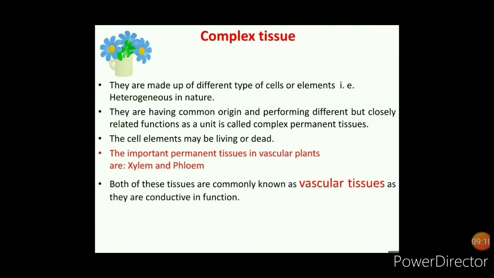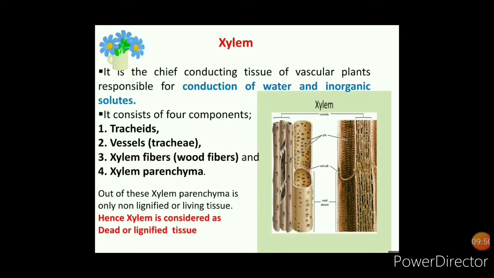Now we come to the complex tissue. They are made up of different types of cells or elements and collectively are heterogeneous in nature. They have a common origin and perform different but closely related functions as a unit. That's why these are called complex permanent tissues. The cell elements may be living or dead. The important complex permanent tissues in vascular plants are xylem and phloem. Both these tissues are commonly known as vascular tissues as they perform the function of conduction.